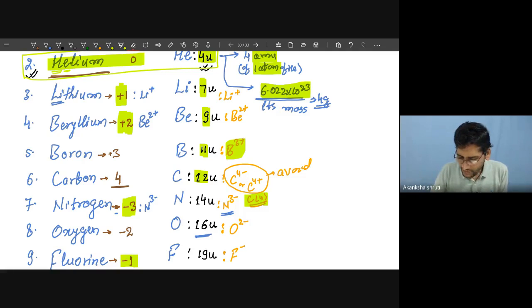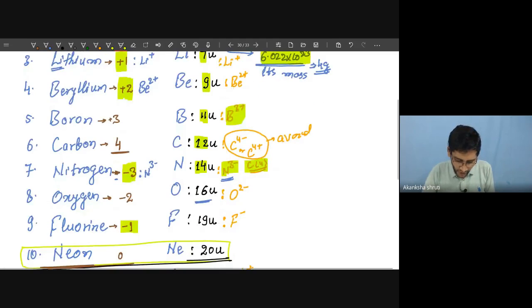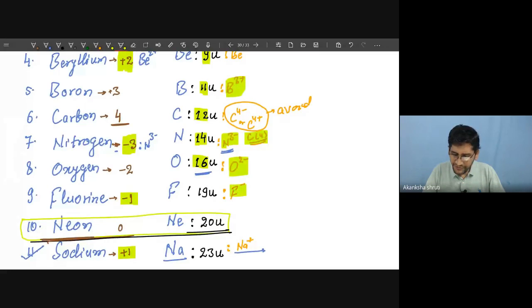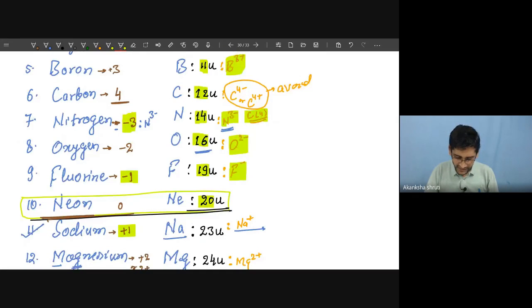Coming to nitrogen, what will be the mass and what will be the formula of its ion? Student, mass is 14 and formula is N3-. For oxygen, it is 16 AMU and the formula of its ion is O2-. Fluorine, it is F1- and mass is 19. Neon 20, and it does not show any kind of valency, so it will always be neon only. Okay, because these are noble gases, which do not have a tendency to react.